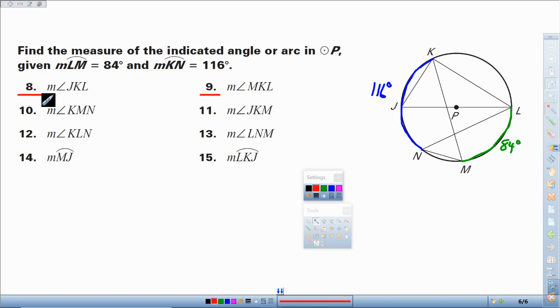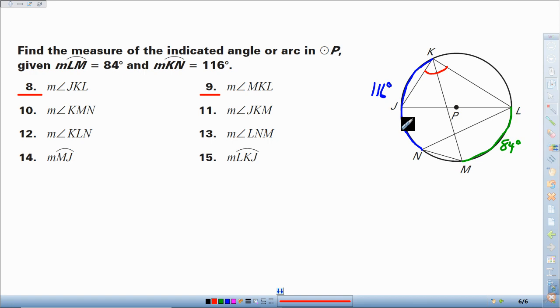Taking a look at number 8, they're asking you to find the measure of angle JKL. For some people, identifying where that angle is might be the hard part. JKL, just a reminder, starts at J, goes around K to L. This is angle JKL. That's what we're asked to find.